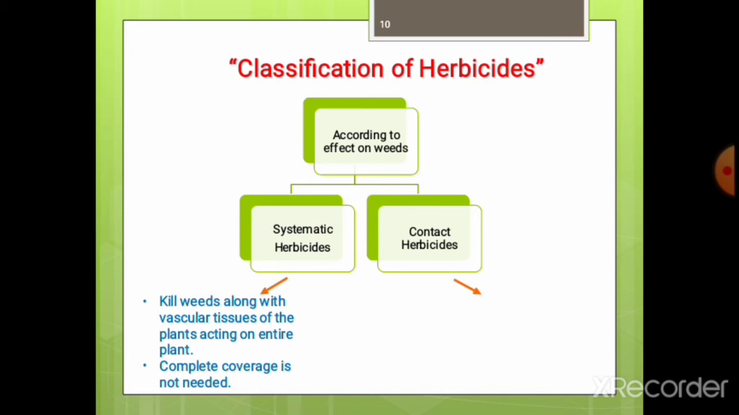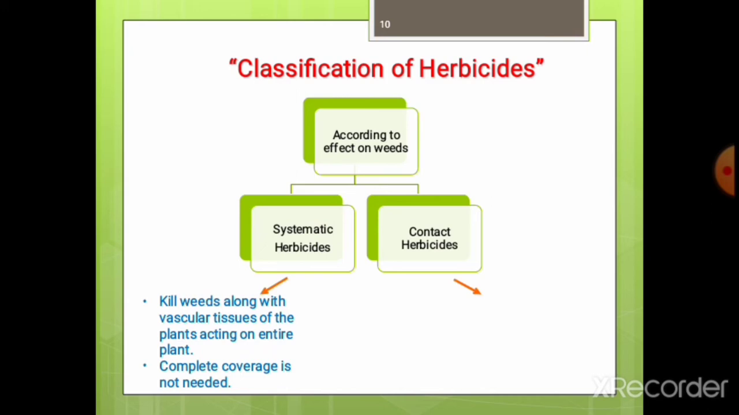These plants are having two types of tissues, xylem and phloem, that is, water conducting and food conducting tissues, and these are called the vascular tissues of plants. And the systematic herbicide kills weeds as well as the xylem and phloem, that is, it acts on the entire plant. And for this type of herbicide, complete coverage is not needed. Complete coverage means a complete spray of herbicide is not needed.